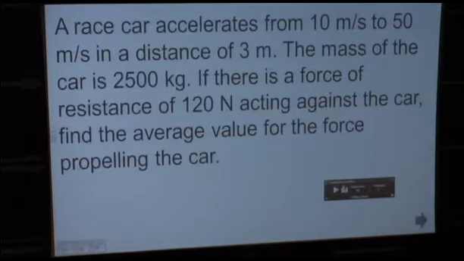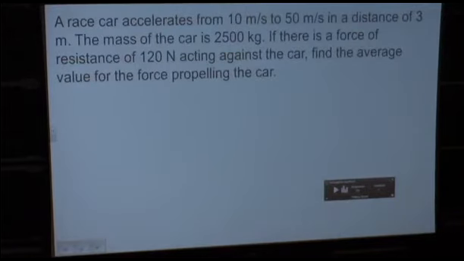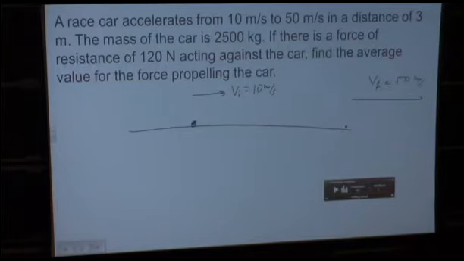A race car starts from 10 meters per second to 50 meters per second, traveling distance of 3 meters. Okay. So now the initial speed is not 0, it's 10. And the final speed is not 0, it's 50. The distance traveled is 3 meters. The mass of the car is 25,000 kilograms.